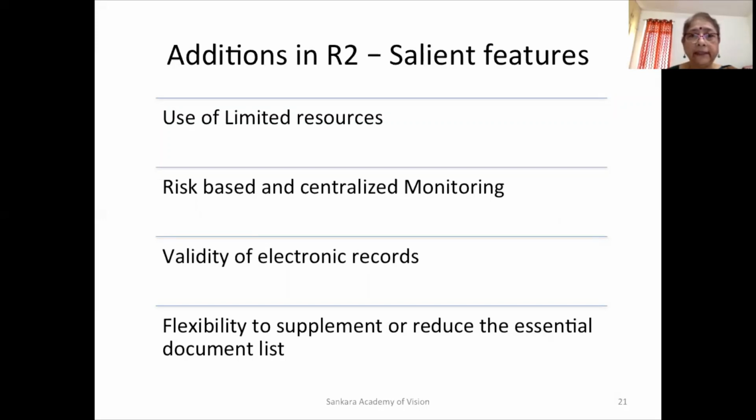So the additions in the R2 version, the salient features, were the requirement for use of limited resources, and as I told you earlier, risk-based and centralized monitoring came into play much more, and the validity of electronic records became very, very important. And it also led to flexibility to supplement or reduce the essential document list. Otherwise, there was a big essential document list.